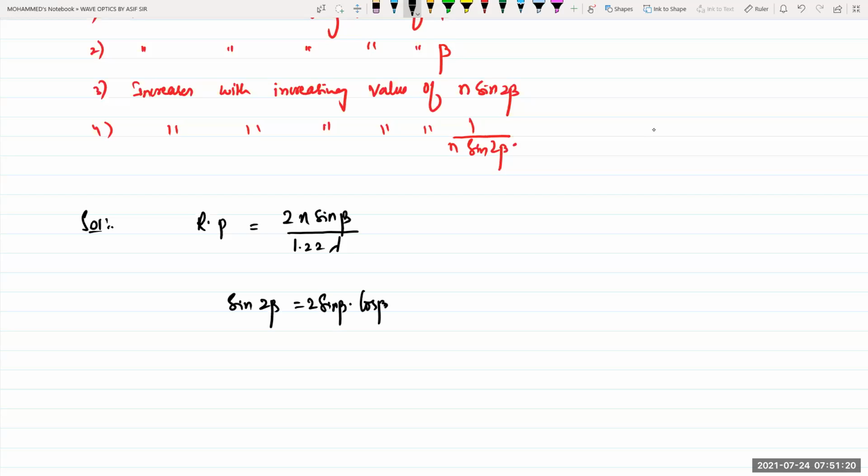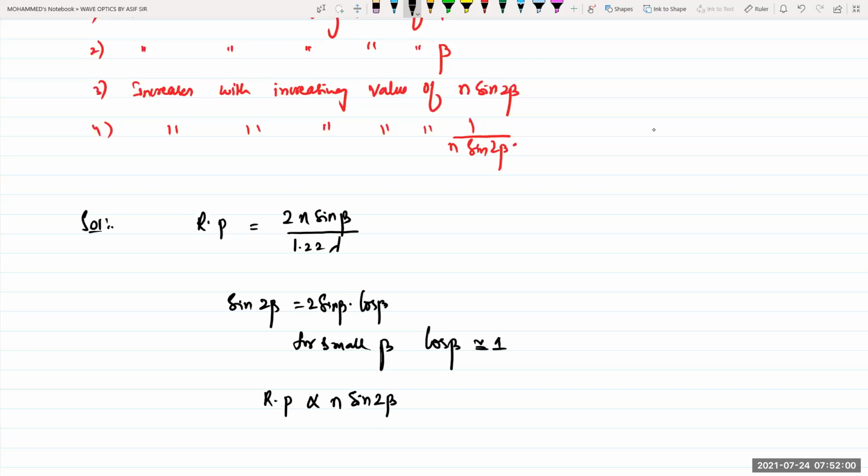అంతేనా? 2 sine beta formula ఎంతనా? అంతే కదా? So sine 2 beta will be equal to 2 sine beta into cos beta. For small value of beta, cos beta will be approximated to 1. That means resolving power will be proportional to... So sine 2 beta can be written as 2 times sine beta. So that is nothing but n into sine 2 beta.